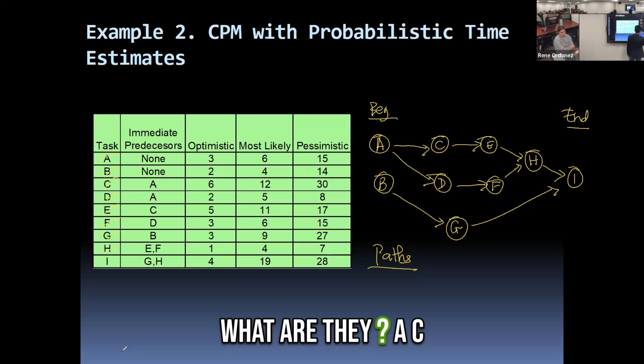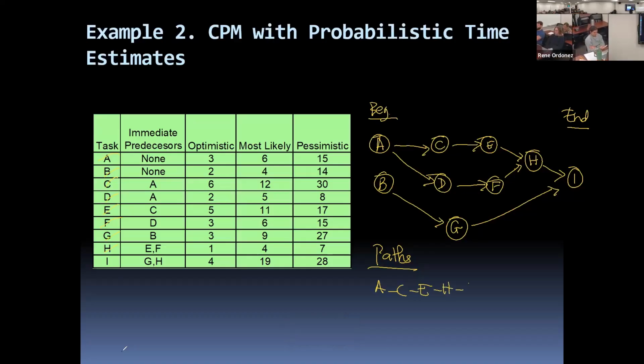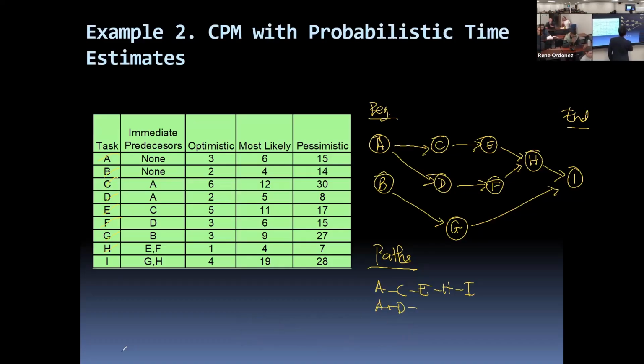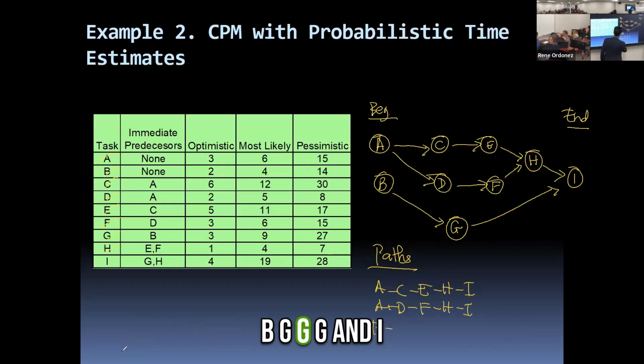What are they? A, C, E, H, I. Okay. Next, A, D, F, H, I. A, G, F, H, and I. And then the last one is B, E, G, I.